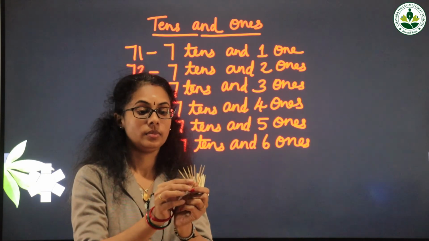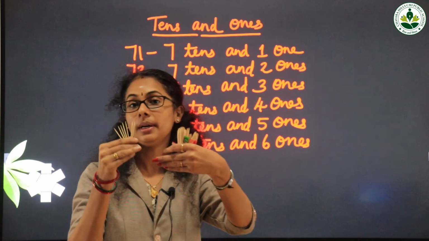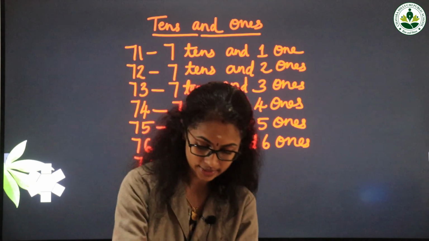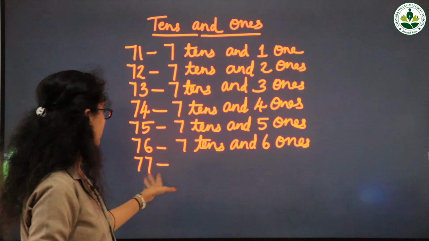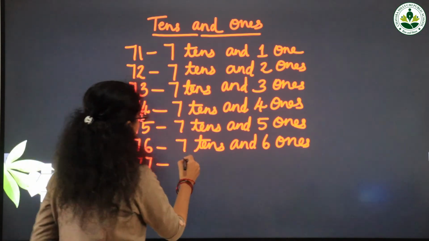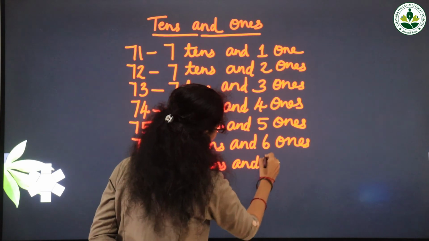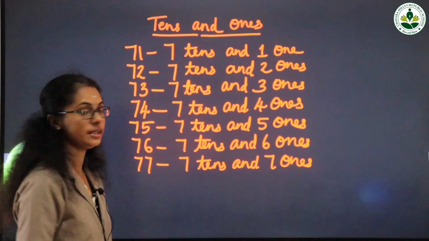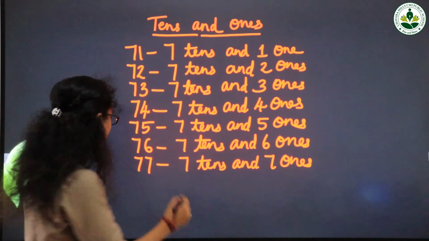1, 2, 3, 4, 5, 6, 7. 7 tens and 7 ones. Which number? Number 77. How many tens and ones in 77? 7 tens and 7 ones. Then which number comes after 77?